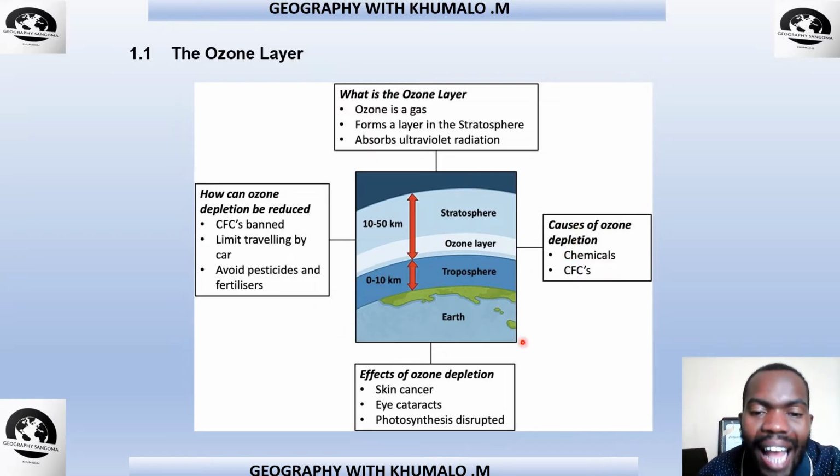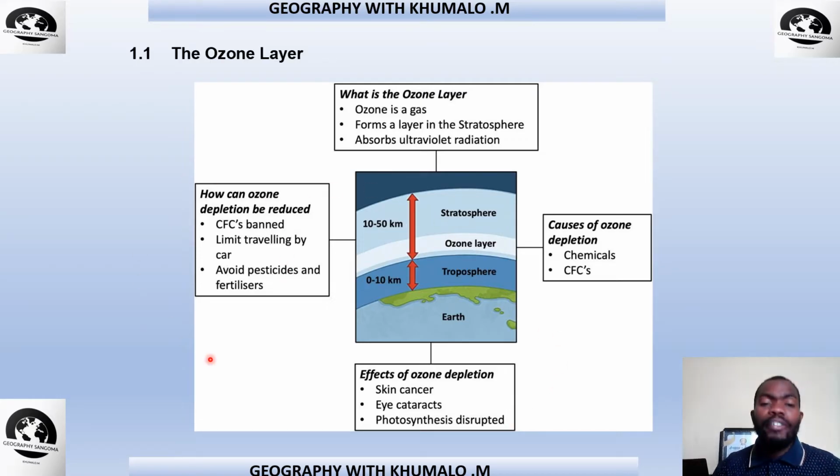Now, what are the effects of ozone depletion? Remember your teacher has taught you that we can get skin cancer, eye cataracts, or photosynthesis will be disrupted. And then how can we solve this problem, grade 10s? How can we reduce it?